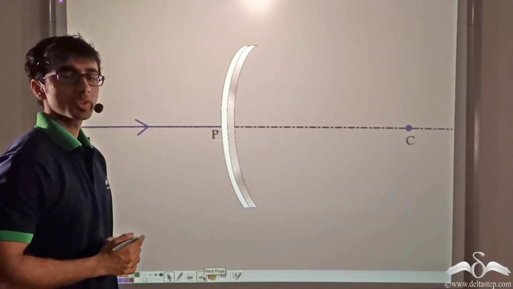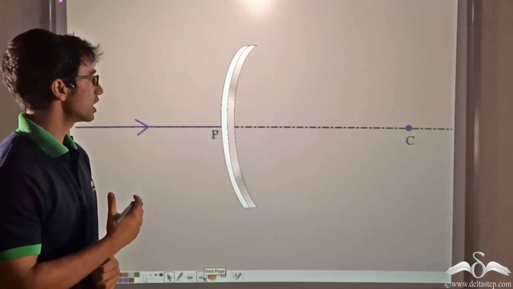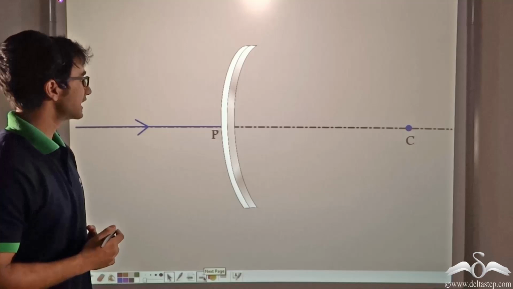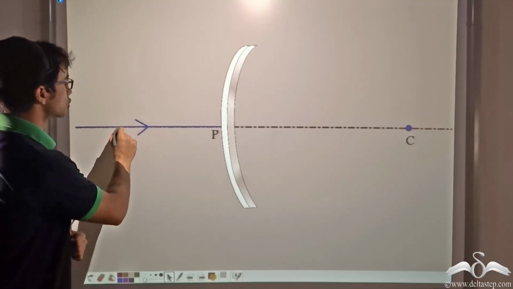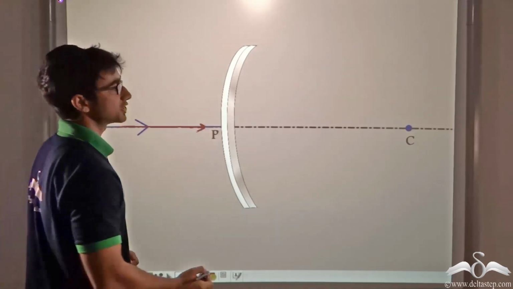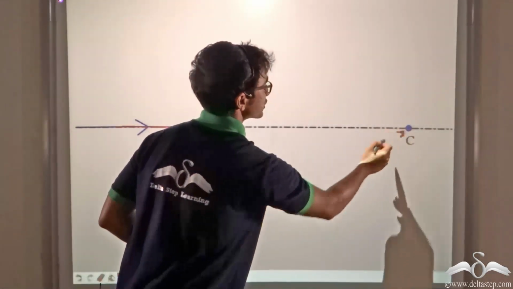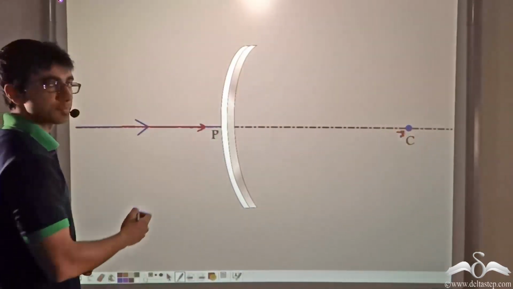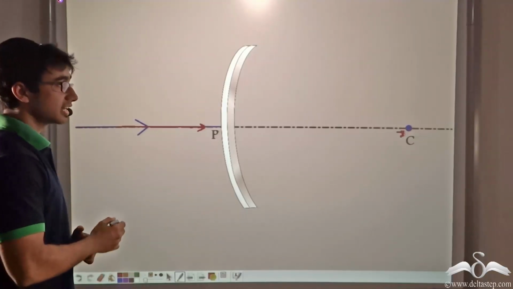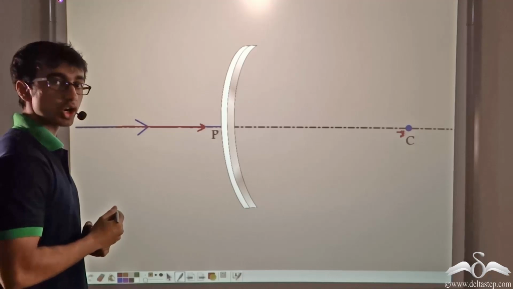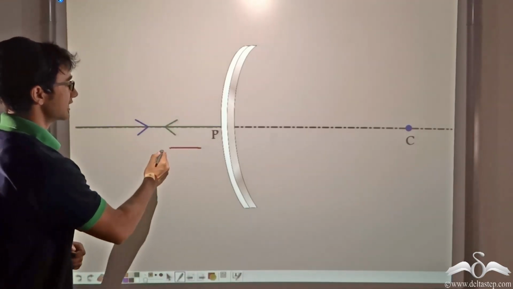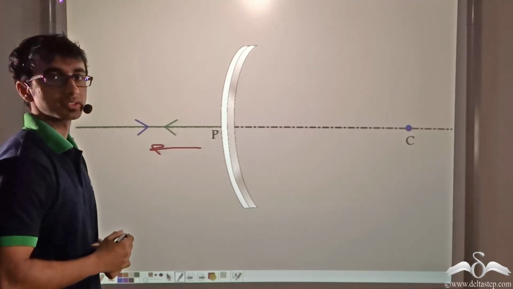Now let us consider what happens in the case of a convex mirror. In the case of a convex mirror, we have taken a ray that seems to be passing through the center of curvature of the convex mirror. Now this ray, after reflection, will retrace its own path because it appeared to be passing through the center of curvature. So after reflection, the ray comes back along its own path.